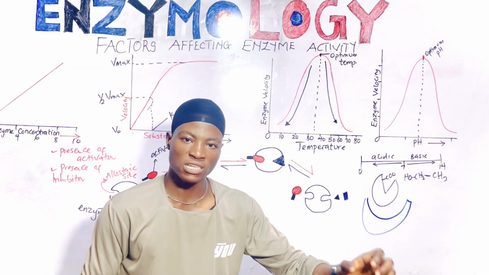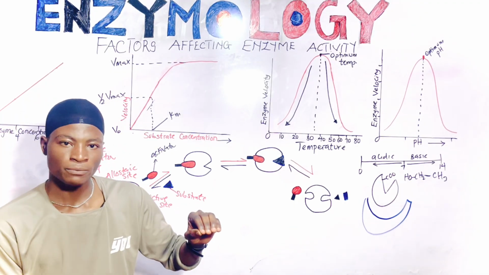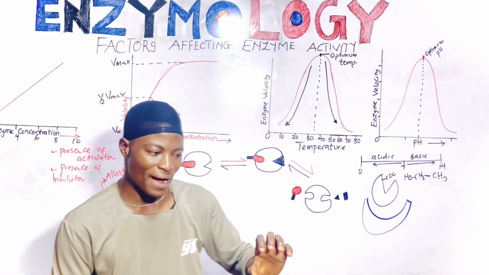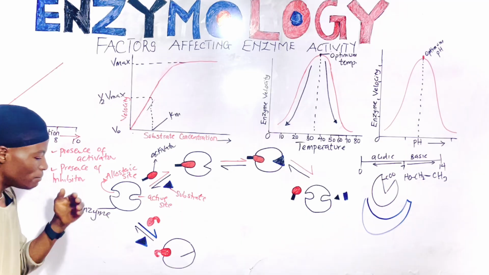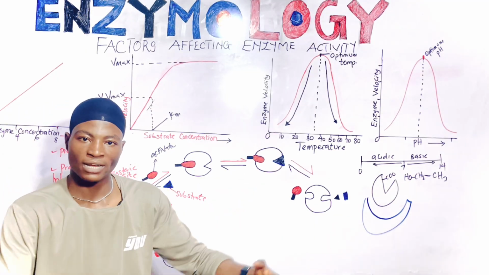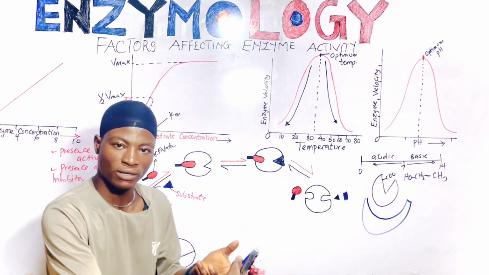Then what are inhibitors? Inhibitors are molecules that bind to an enzyme and reduce the affinity of that enzyme to its substrate, thereby decreasing the rate of reaction. So basically, an activator enhances the rate at which substrate and enzyme collide together, while an inhibitor decreases the rate at which substrate and enzyme collide together.